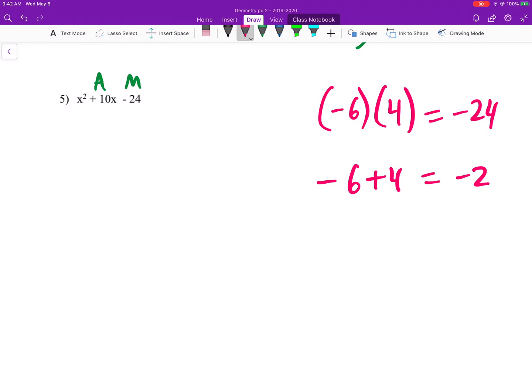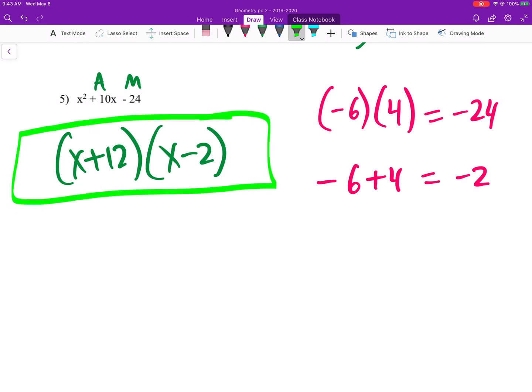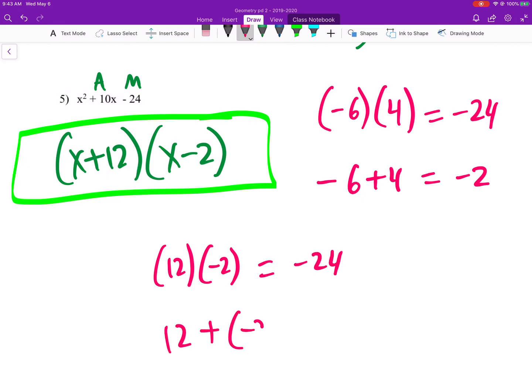Alright, so what are those 2 values? Think, alright, pause the video, think about that. I want you to get this one on your own. What multiplies to negative 24 and adds to 10? It would be 12, and it would be negative 2. And you're done. Just check it, right? 12 times negative 2, that does equal negative 24. And when I add those together, that does come to positive 10.